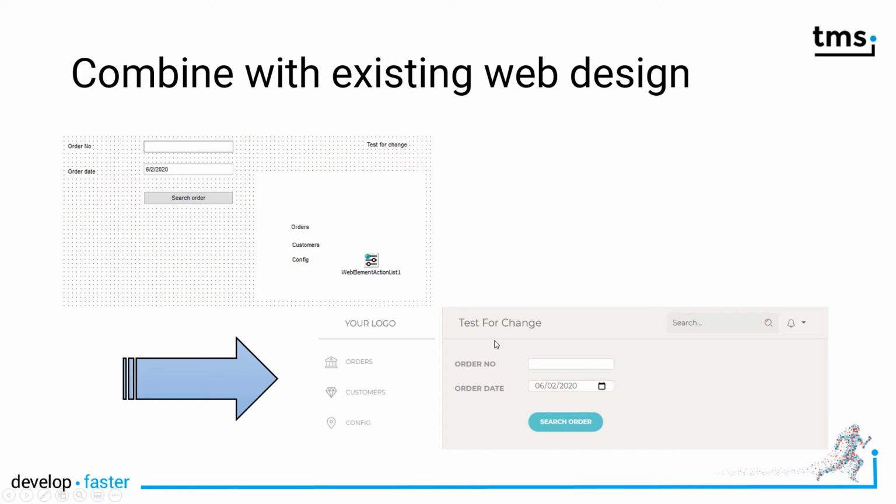What you also see here is that, yet again, you have elements on the form which replace elements in the design. And also, common concepts like frames, as seen here, can be used to have a navigation that appears on each page of the web application. And even the well-known VCL action list has a control inside of TMS Web Core, the Web Element Action List.